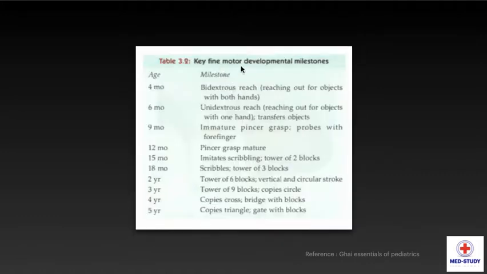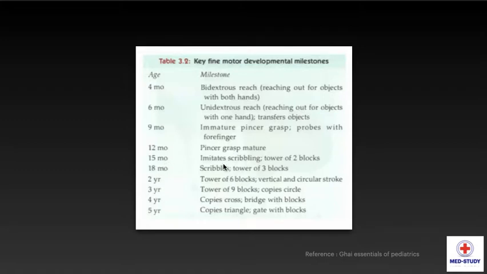Now coming to key fine motor developmental milestones. This includes at 4 months there is bidextrous approach, that is reaching out for objects with both the hands. At 6 months there is unidextrous approach, that is reaching out for objects with one hand and transfers the objects. At 9 months there is immature pincer grasp and probes with forefinger. At 12 months there is mature pincer grasp.